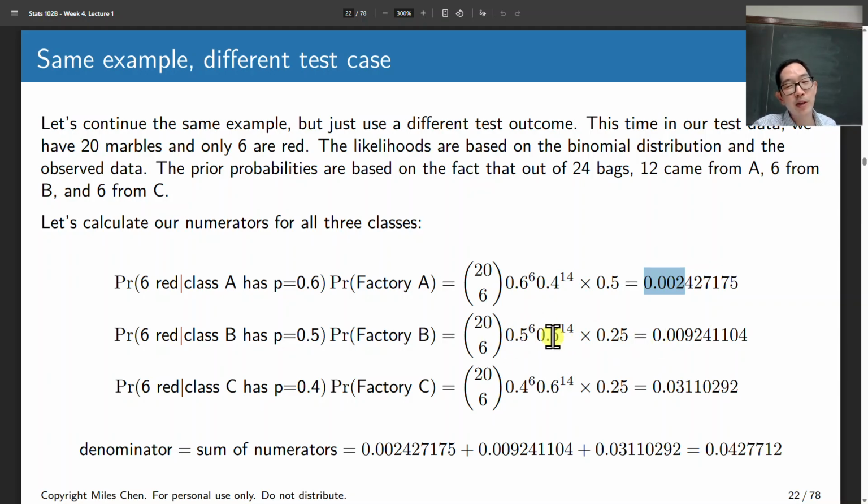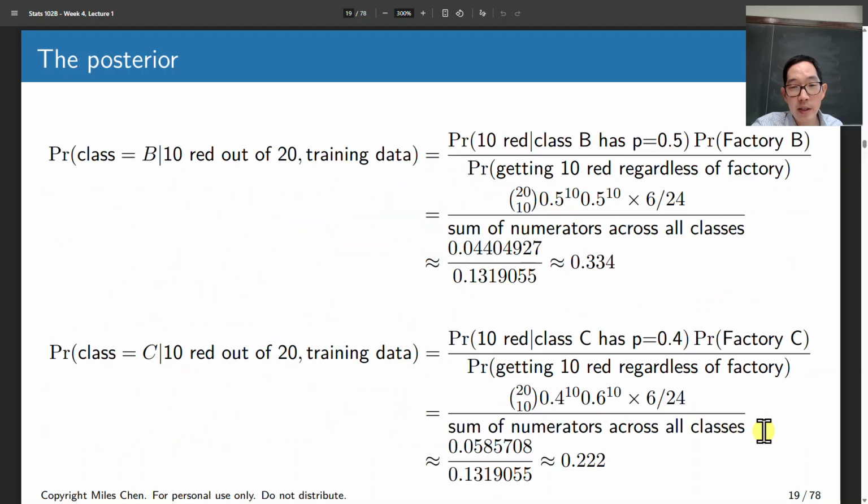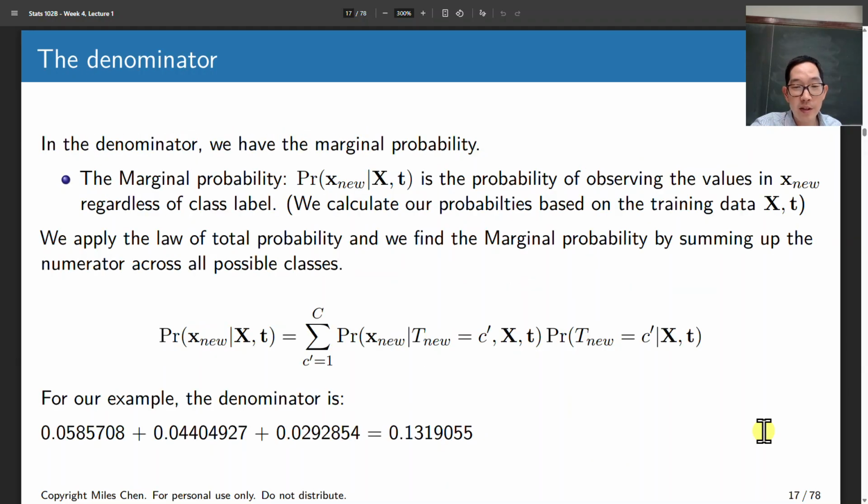This time it's 0.5 to the 6, 0.5 to the 14, and you get 0.009, okay? And so if you add the numerators across all 3 possible classes, this adds up to 0.042, okay? So this denominator is much smaller than, say, this denominator of 0.1319, okay?